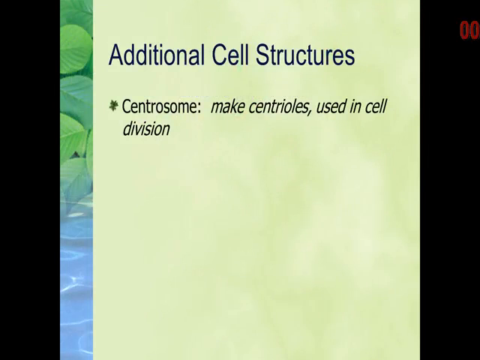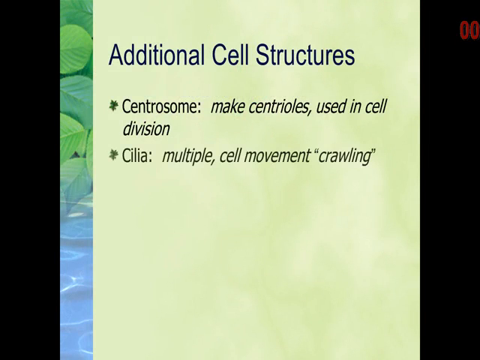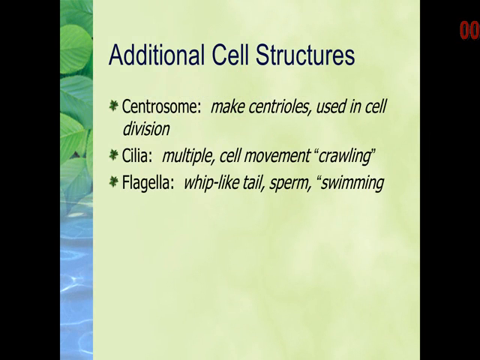We have some additional cell structures which include the centrosome, which will make centrioles. These are used to help pull the cell apart during cell division. We also have cilia on some cells, which are going to be multiple little hair-like projections used for cell movement. These are going to cause a crawling movement, much like a spider. Flagella, on the other hand, are going to be more of a whip-like tail that you would see on sperm and cause a swimming motion. We're going to follow the link to watch these in action.